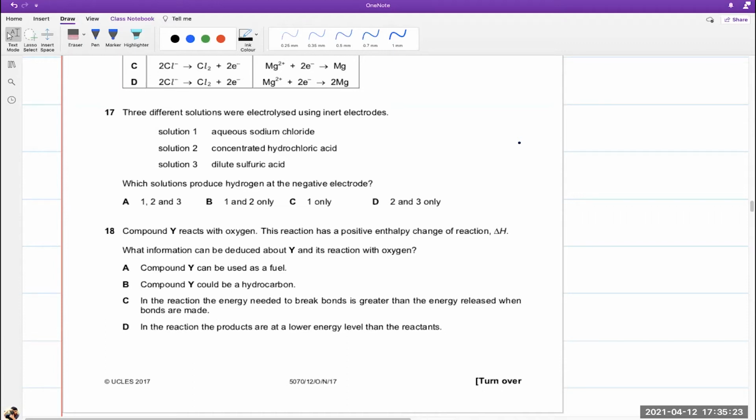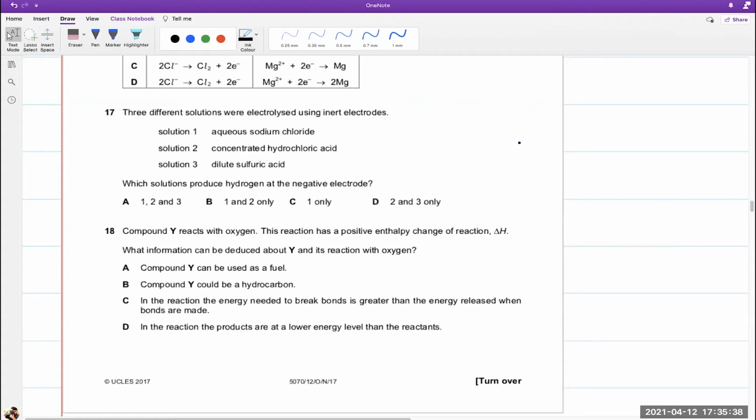And number 3, dilute sulfuric acid. So dilute acid breaks water. The electrolysis is always of water in dilute acids. So again, water. So hydrogen. So 1, 2, and 3 all produce hydrogen gas.